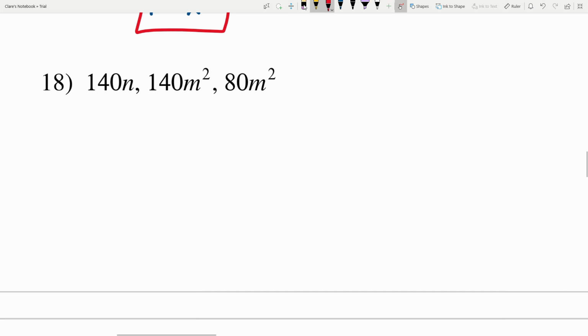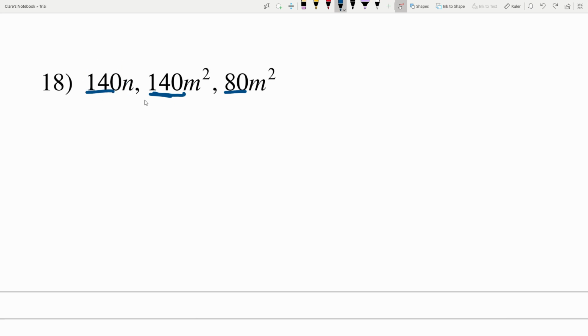Lastly, on this worksheet, are you ready? Here we go. First of all, let's start with our coefficients. So 80, 140, and 140. And this one's actually going to be a little bit easier because two of them are the same number, 140. So as long as I find that greatest number that divides both 140 and 80, it will also divide this other 140.